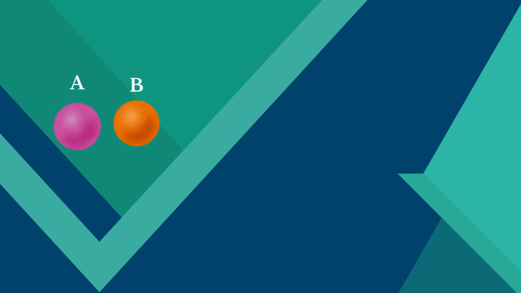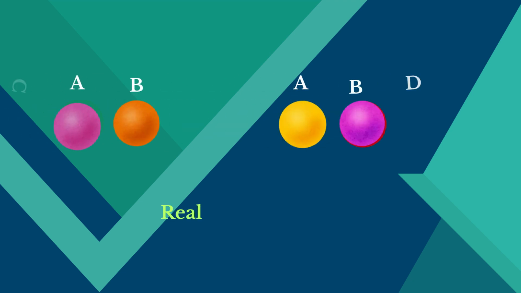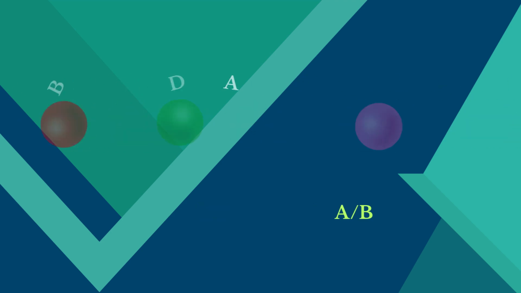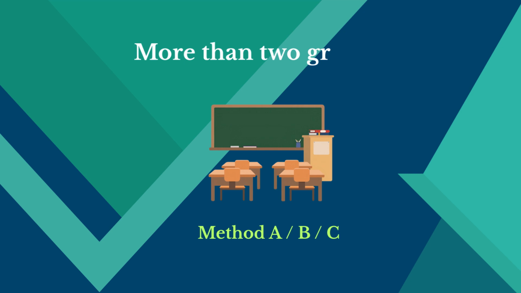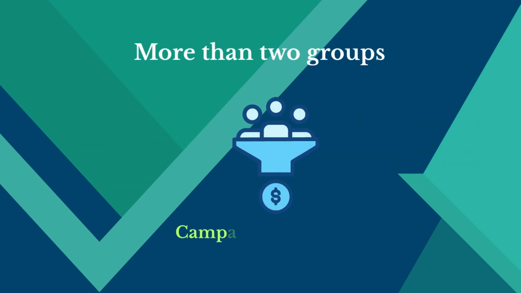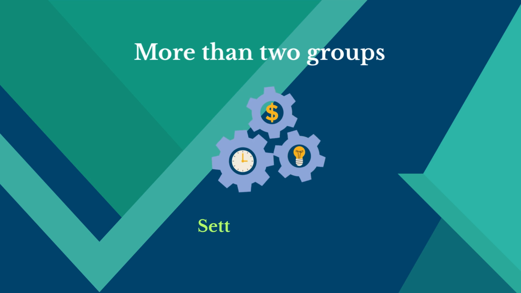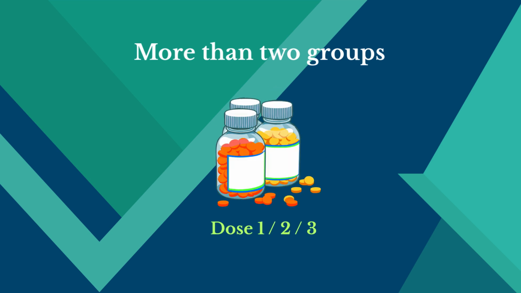Sometimes the question is not which of two options is better. Sometimes real life is messier. You are testing three teaching methods, not two. You are running four marketing campaigns, not one A/B test. You are comparing multiple machine settings, not just old versus new. You are studying different drug doses, not just placebo versus treatment.